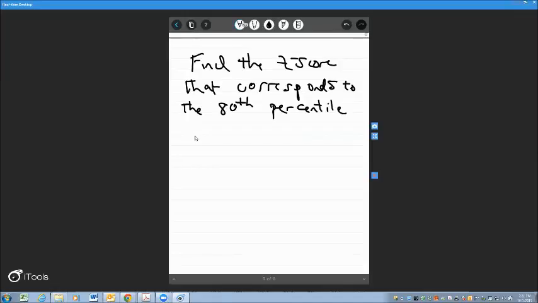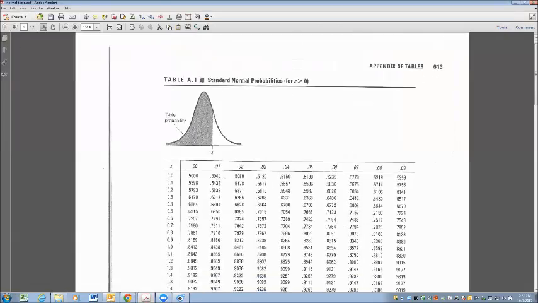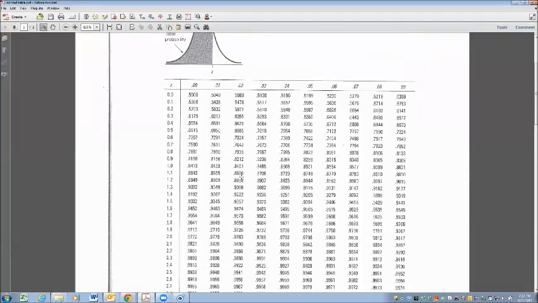Well, in our previous examples, we started with a score where we looked down the column and across the top row and found something from the body of the table. And that gave us a percent value. Well, in this type of question, I want to work backwards. I've told you what to look for in the body of the table, and I want to find the z-score that goes with it.